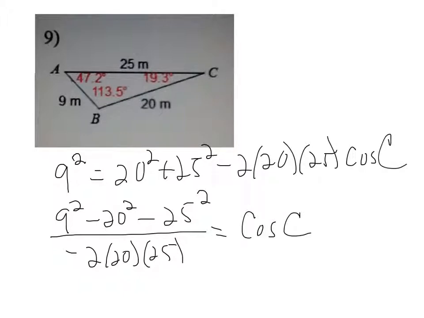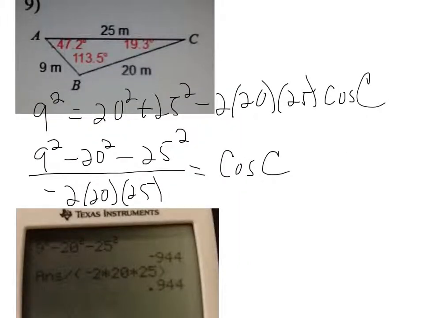Now, we can crunch this on a calculator. The problem that people were having in class is they forgot when they did the division to include that in parentheses, because you could divide that whole expression on top by the denominator. They were just dividing by negative 2 times 20 times 25, so don't do that. Since we know what the cosine of angle C is, we do second cosine, the arc cosine, to get that answer.